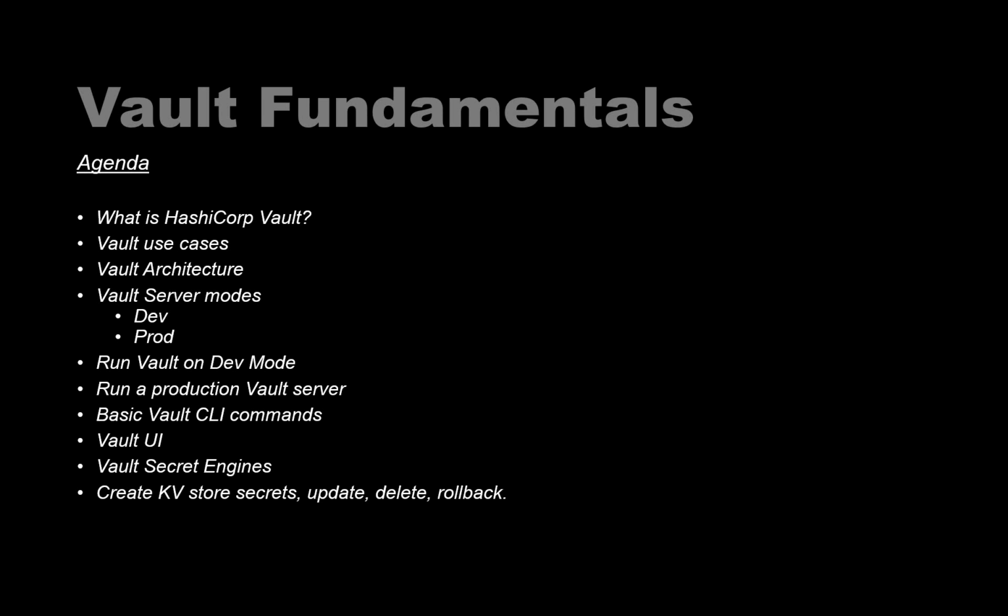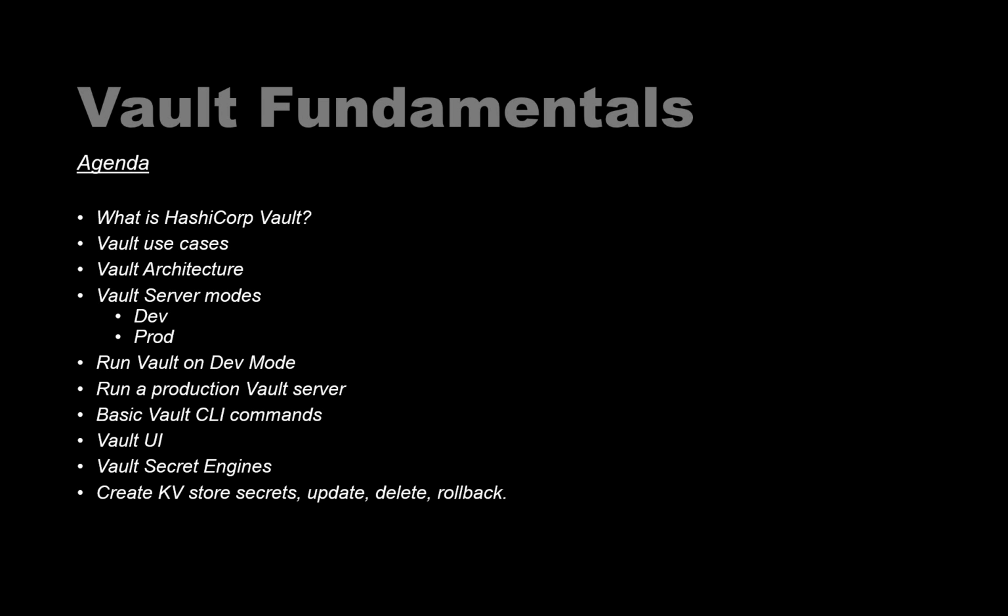We're going to start with what is HashiCorp Vault and what are the different Vault use cases. We will go through some pictorial representation and use cases to show how HashiCorp Vault is used. And we will cover the Vault architecture, and we'll also cover the different server modes. So Vault can be run in dev mode and prod mode. In one of my previous tutorials, I showed you how to run in dev mode, but in this tutorial, we're going to show you how to run in production Vault server mode as well.